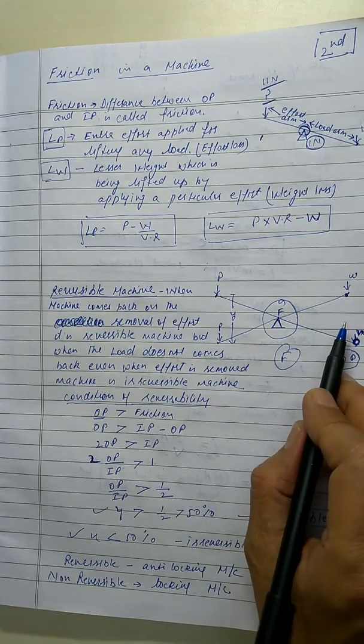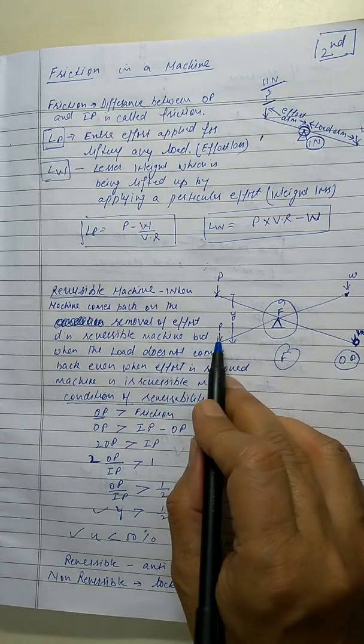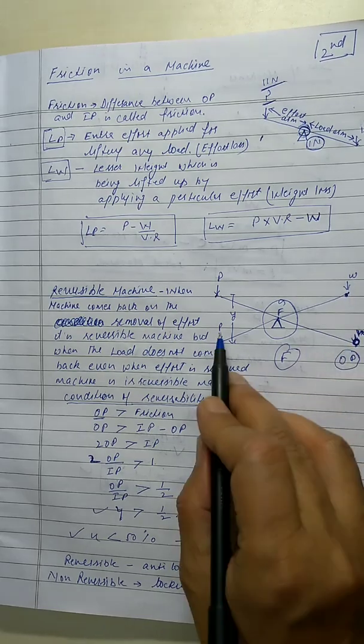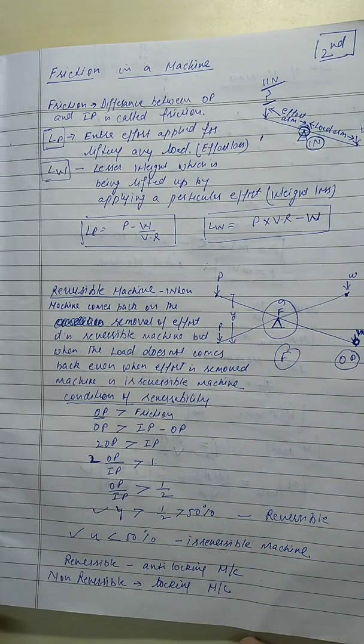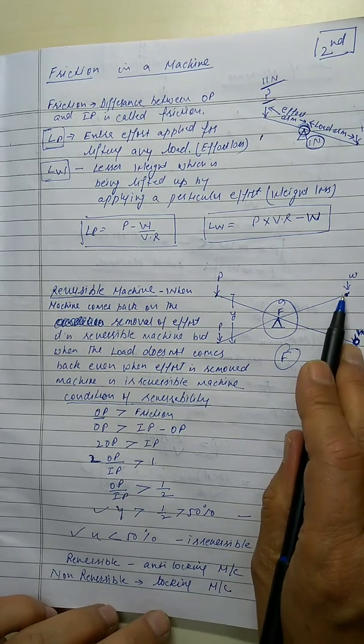Both on the removal of effort. Effort is removed, it comes back. Effort is removed, it doesn't come back. Reversible machine and irreversible machine. Now you must be thinking, why doesn't the weight come back?